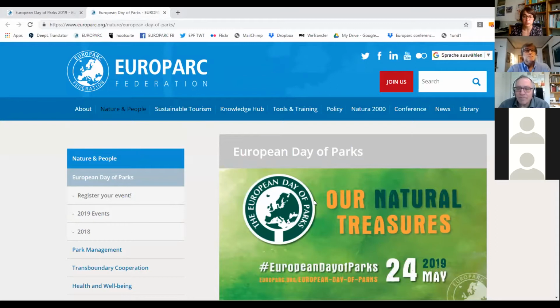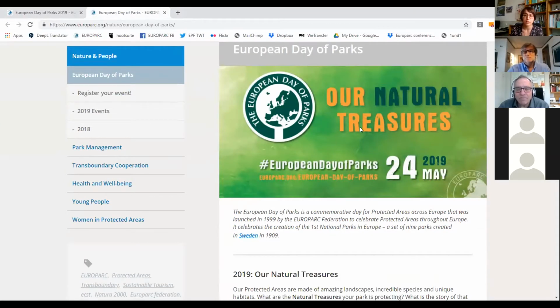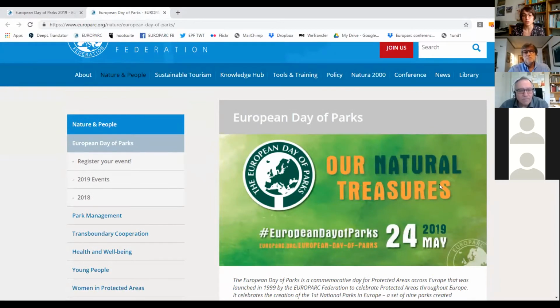We will be celebrating this year our natural treasures, and every single protected area, marine protected area, peri-urban park, biosphere reserve, every protected area is invited to organize an event and to register it on our website. So the idea is that on those weekends before and after the 24th of May will be the main core activities taking place. We invite all of you to organize an event, to call your community and to show them the importance of your park.